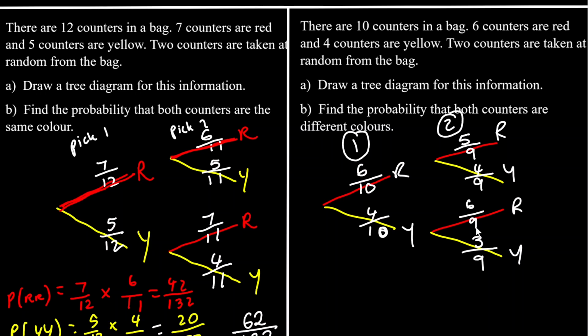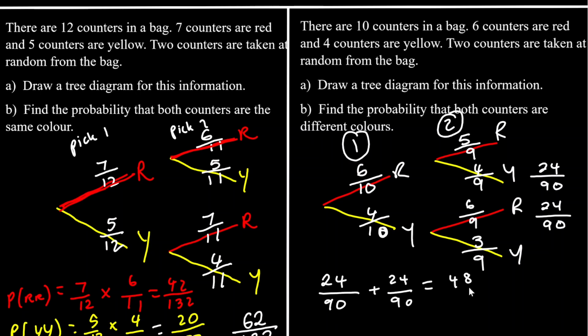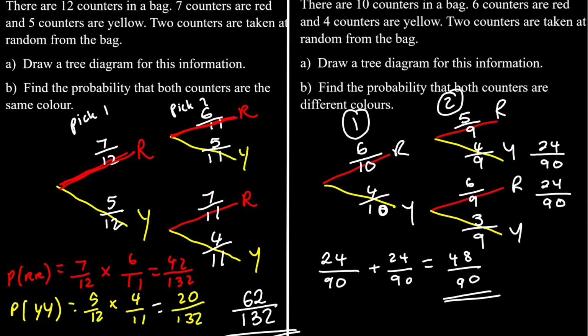So the probability that both counters are different colors this time, so the probability of red then yellow is 6/10 times 4/9, which would be 24 over 90. And yellow then red, 4/10 times 6/9 is also 24 out of 90. So the probability of either of those happening, 24 out of 90 plus 24 out of 90 is 48 over 90. We could simplify these fractions, either this one or the previous one, but it's okay not to, and leave the answer unsimplified.